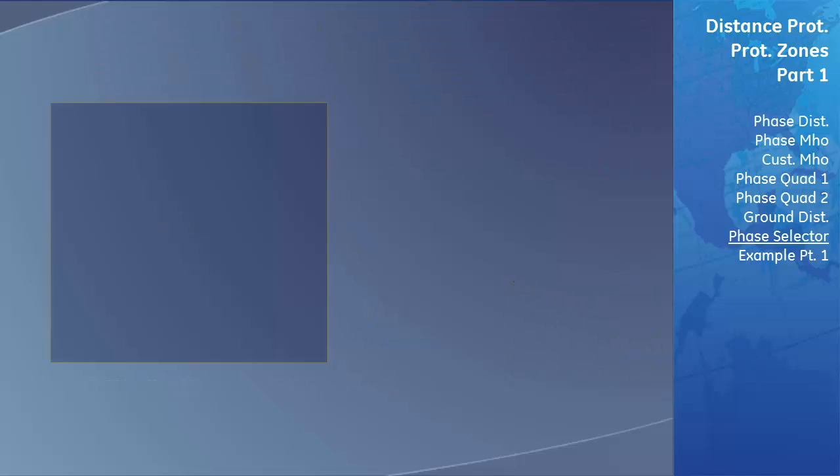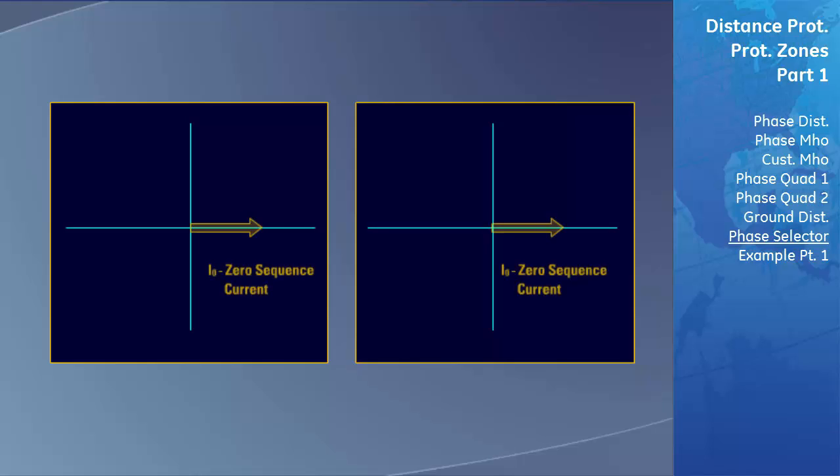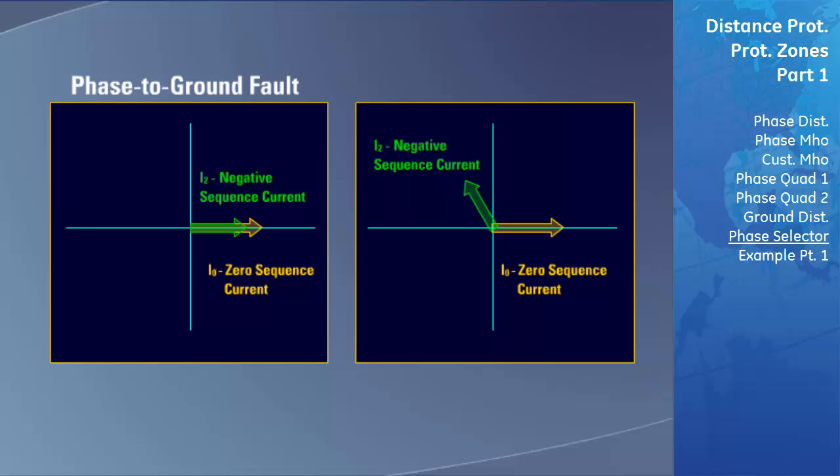The phase selector works by comparing the angle of the zero sequence current and the angle of the negative sequence current that are caused by the fault. If the fault occurs from one single phase to the ground, the negative sequence current and zero sequence current will be in phase. If the fault that occurs is a two-phase to ground fault, the negative sequence current and the zero sequence current will be 120 degrees out of phase. The functioning of this phase selector is extremely fast, and the result of the phase selector can be used to block the ground distance element before it has a chance to operate.